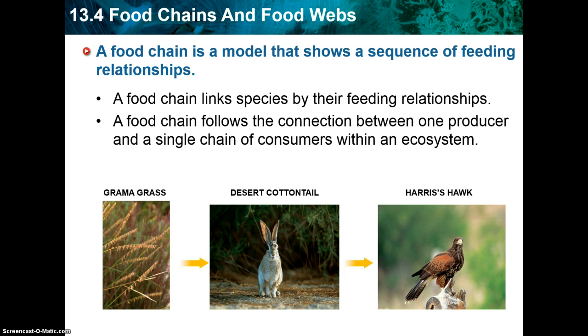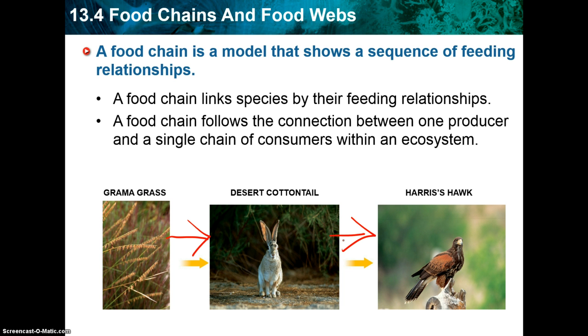Anyway, so we have our grass to a rabbit to a hawk. That would be a chain. It's just a single sequential event. The hawk eats the rabbit, and the rabbit eats the grass. Look at this, the flow of energy. The energy from the grass goes to the rabbit. Energy from the rabbit goes to the hawk. Hence the direction of the arrows.